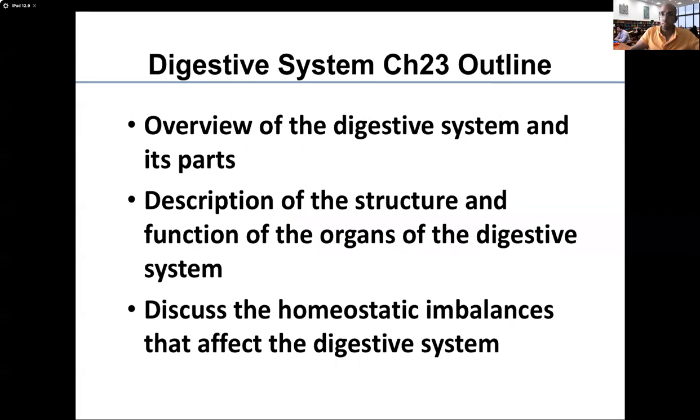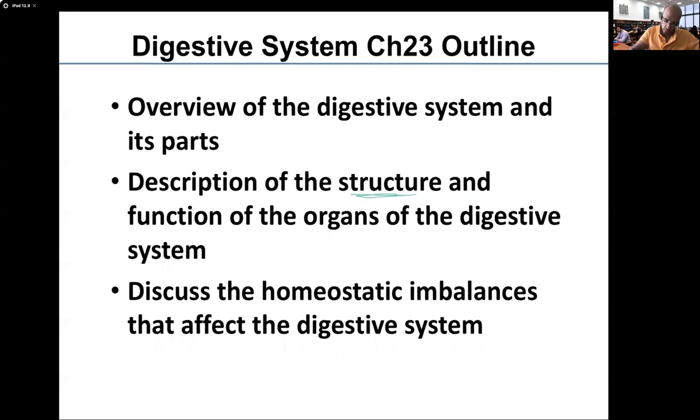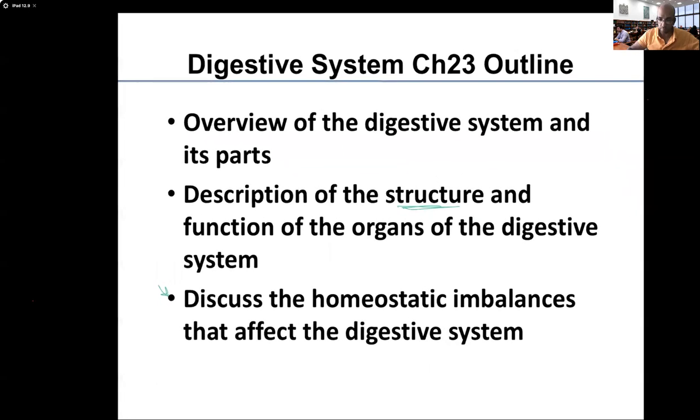In today's session, we're gonna be discussing an overview of the digestive system and its different parts. We're also gonna be describing the structure and the functions of the digestive organs. And towards the end of this chapter, we're gonna be discussing some of the major homeostatic imbalances that affect the digestive system.